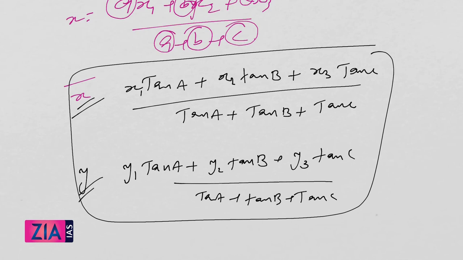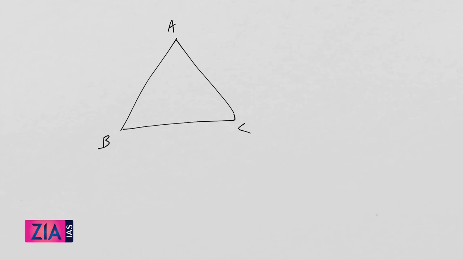Now what is next? Next is your circumcenter. So like incenter, circumcenter is also important. Okay, so circumcenter is like this. Let's suppose you have a triangle. Okay, you have A, B, C. Coordinates of A we know x1, y1, B we know x2, y2, C we know x3, y3. So these are the coordinates.